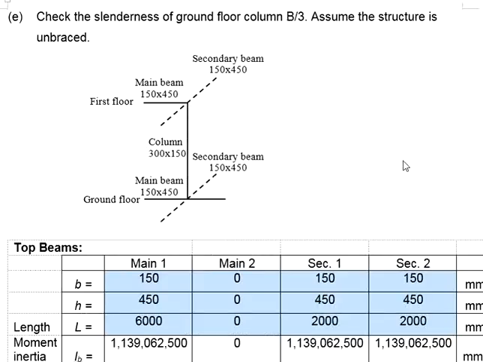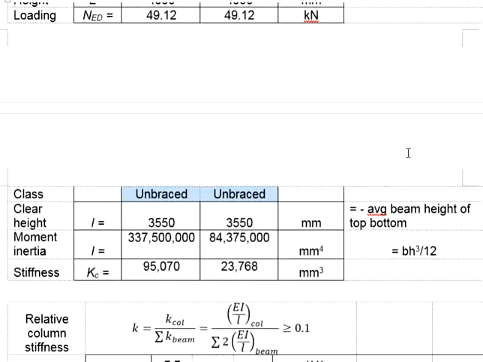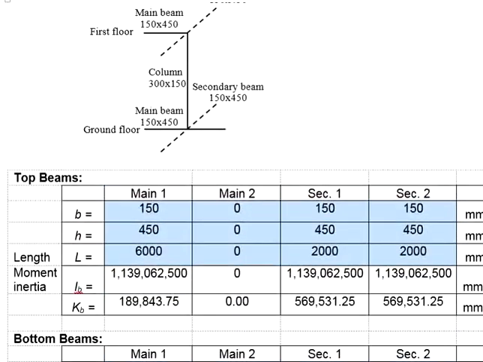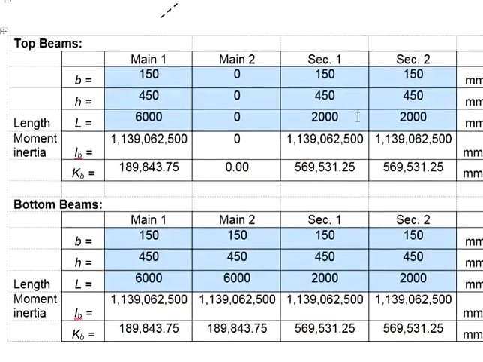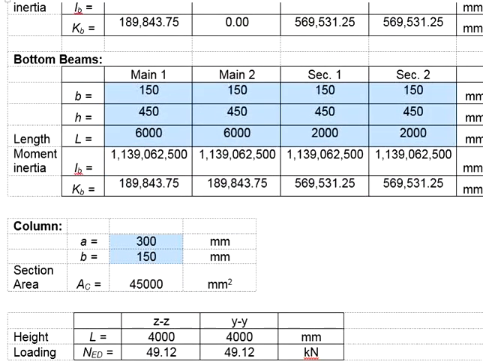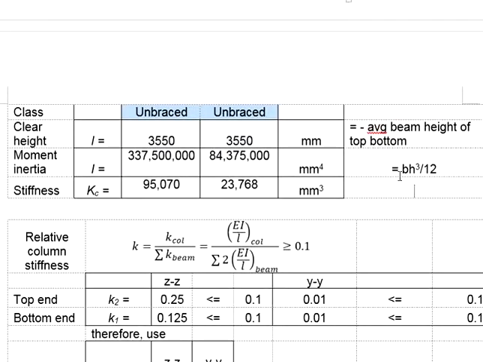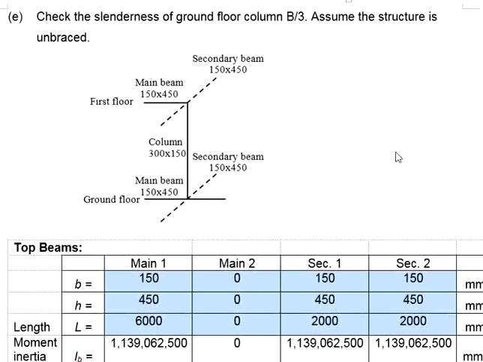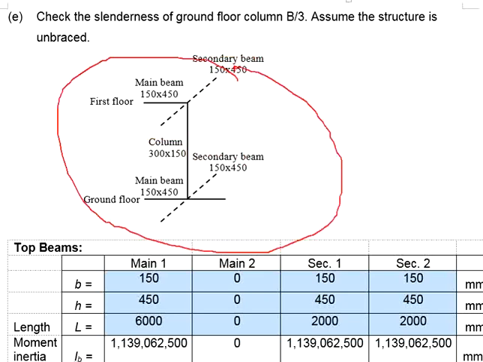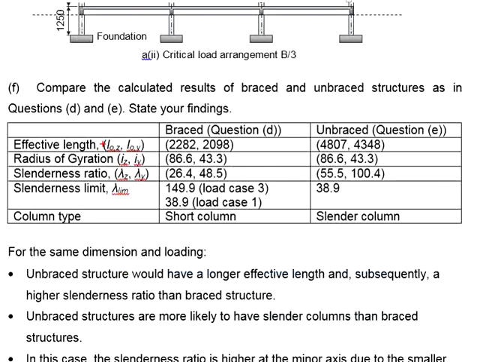E. If you look at the calculation steps comparing the two questions, you will find that anything related to the properties of the columns and the beam, particularly the stiffness as well as the relative column stiffness, these are going to be the same regardless the structure is braced or unbraced, as they are governed by the sectional properties of the columns and the beam, as well as the setup of the column. The differences start with the effective length.